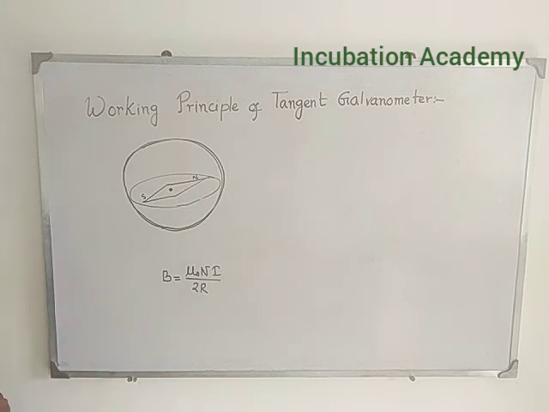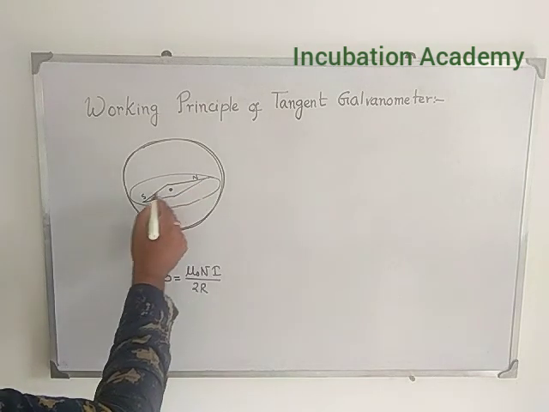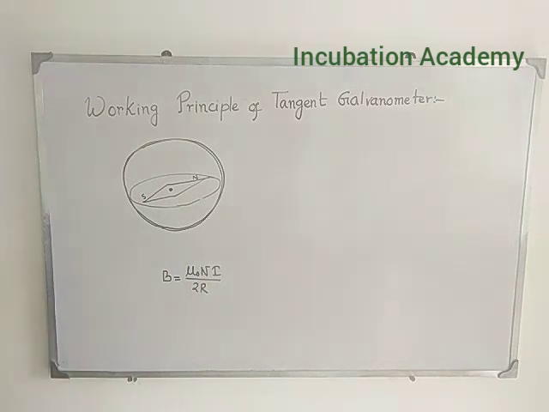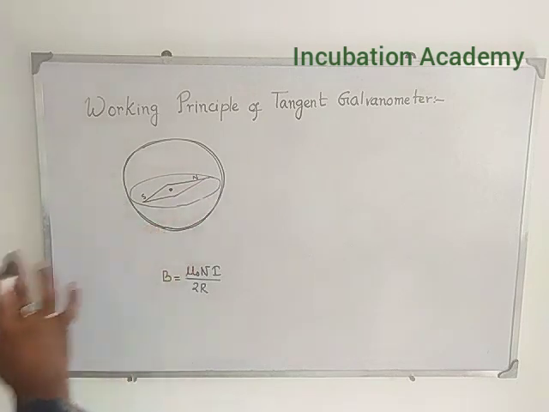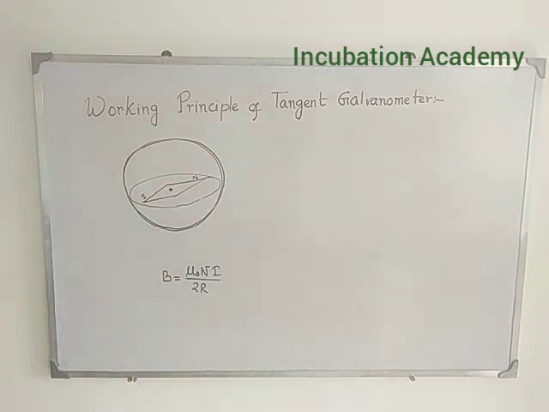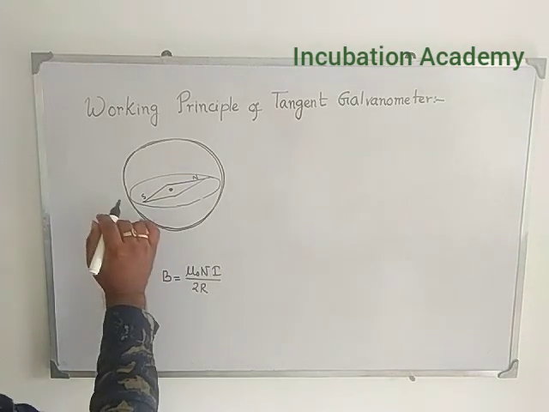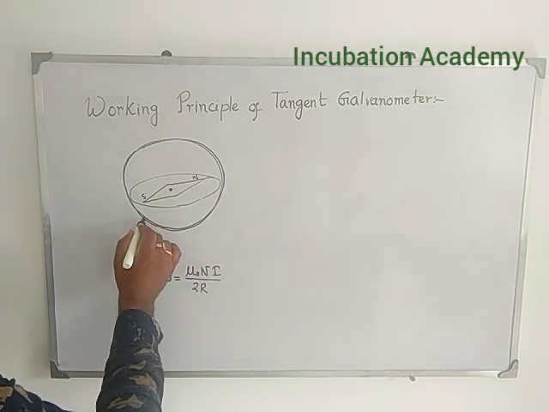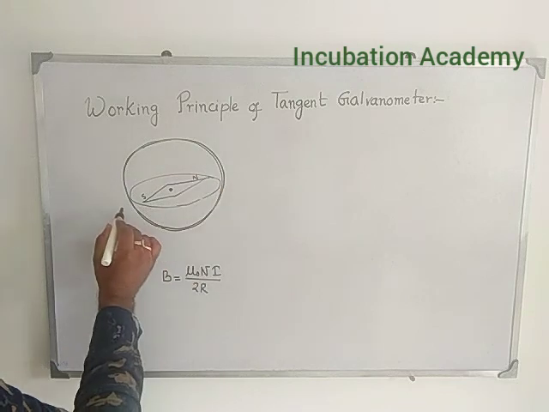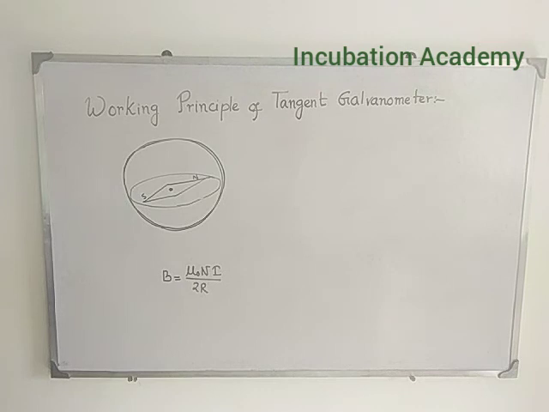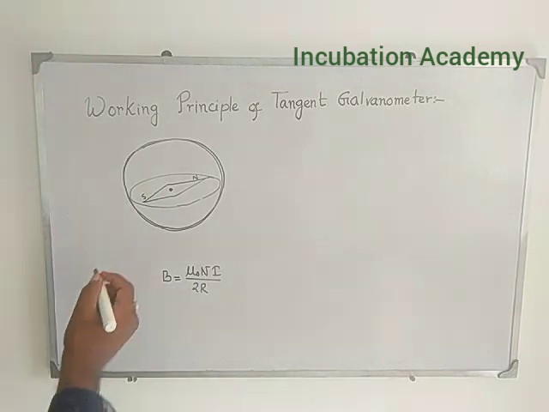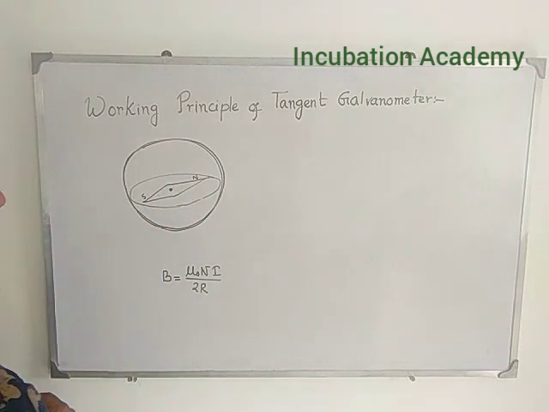Just try to understand first. At first, the north pole and south pole of this magnetic needle are aligned such that it follows the magnetic meridian. After that what will happen? When you switch on this circuitry, when the current is flowing through this circular coil, it creates this magnetic field. When it creates this magnetic field, at that time this magnetic needle will deflect.